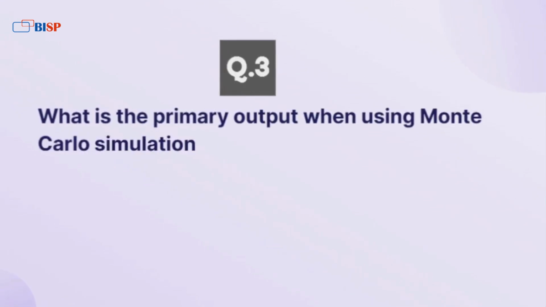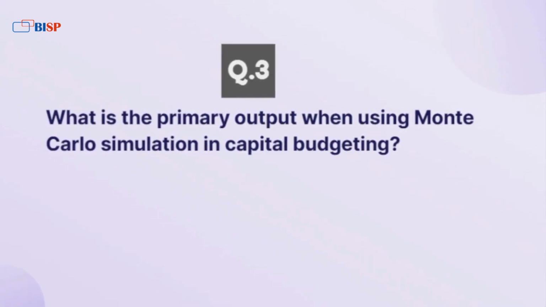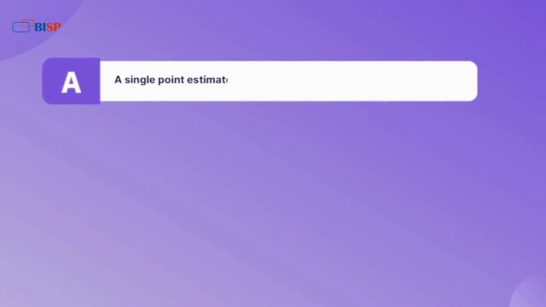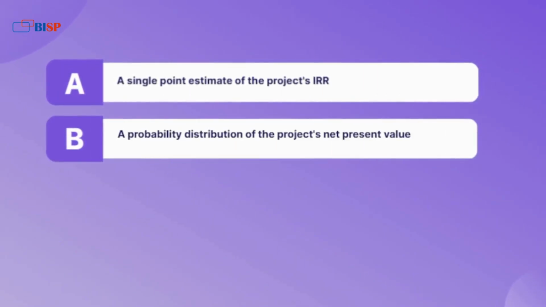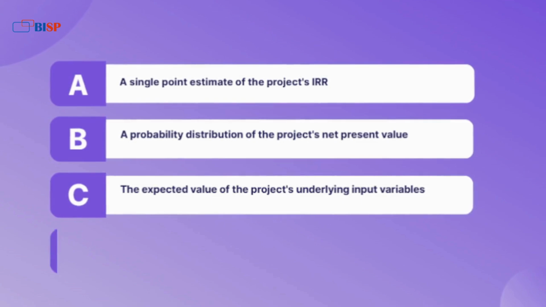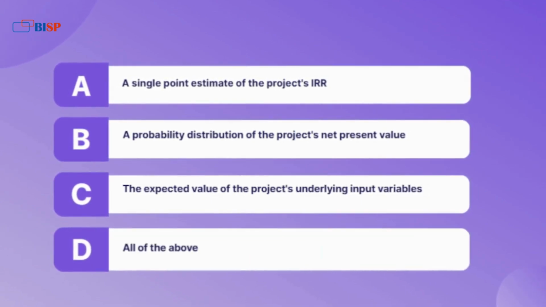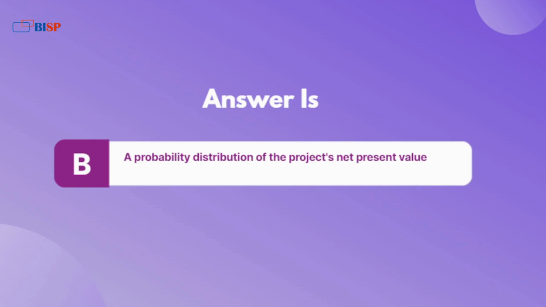What is the primary output when using Monte Carlo simulation in capital budgeting? A. A single-point estimate of the project's IRR. B. A probability distribution of the project's net present value. C. The expected value of the project's underlying input variables. D. All of the above. Answer is B. A probability distribution of the project's net present value.